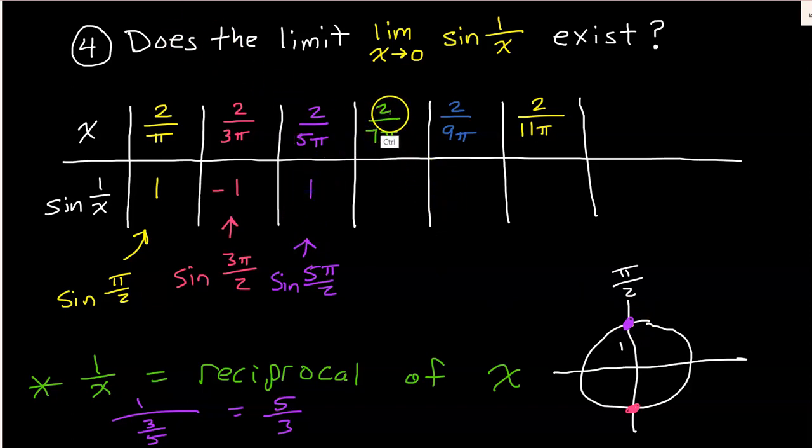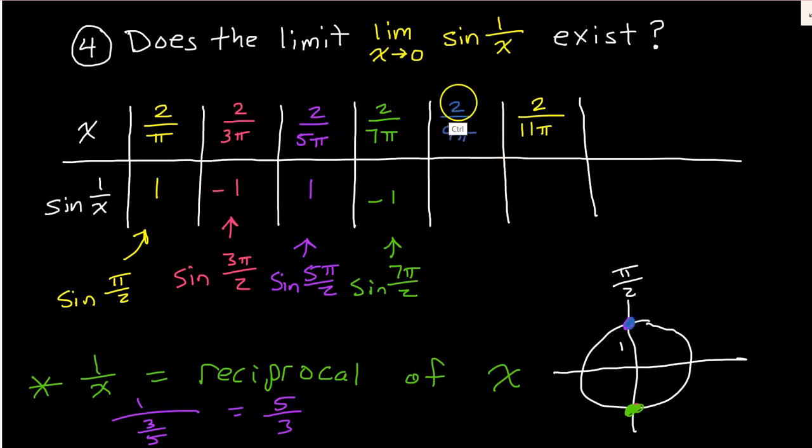Okay, similarly, if I do the reciprocal of 2 over 7 pi, that's going to be the sine of 7 pi over 2. And guess what? You're probably seeing the pattern by now. 7 pi over 2 is going to be back down here at the bottom, which is -1. All right, and by now you've guessed where we're going with this. As I keep going, it's just going to keep oscillating between +1 and -1.